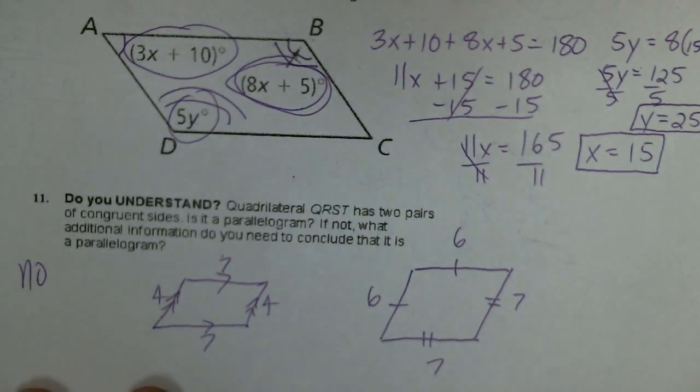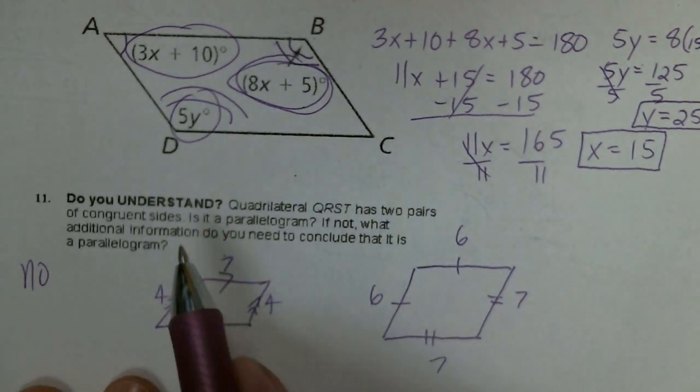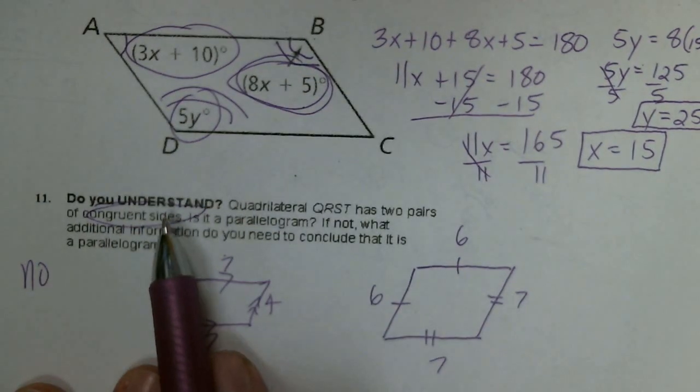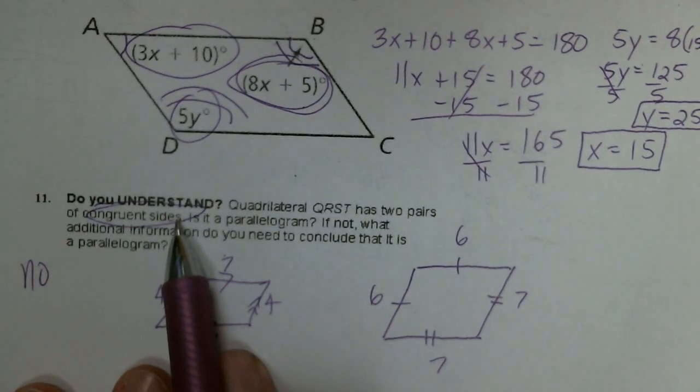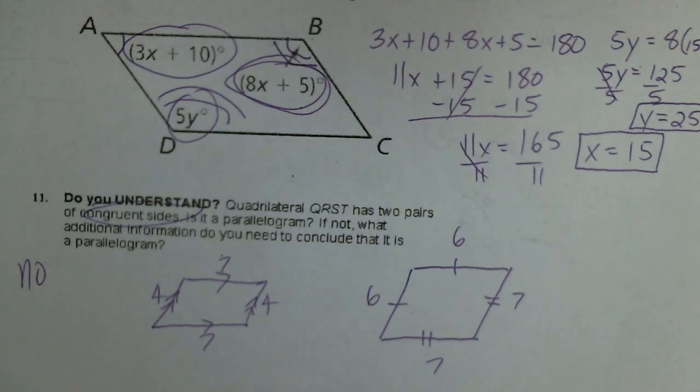What I would need to know to ensure this is a parallelogram is that these pairs of congruent sides are across from each other, or I would need to know something about the angles. And that would allow me to say that this is indeed a parallelogram.